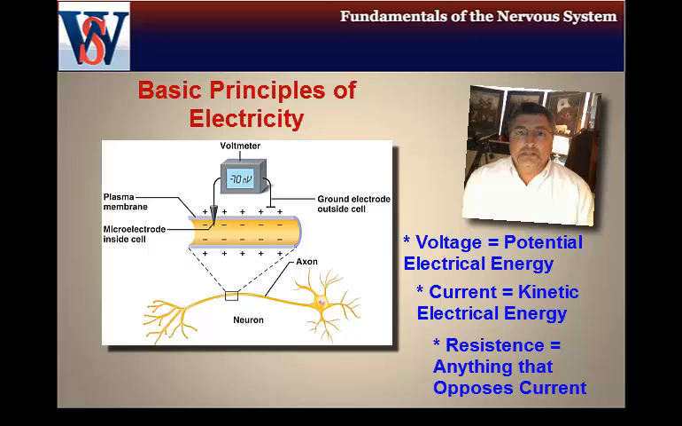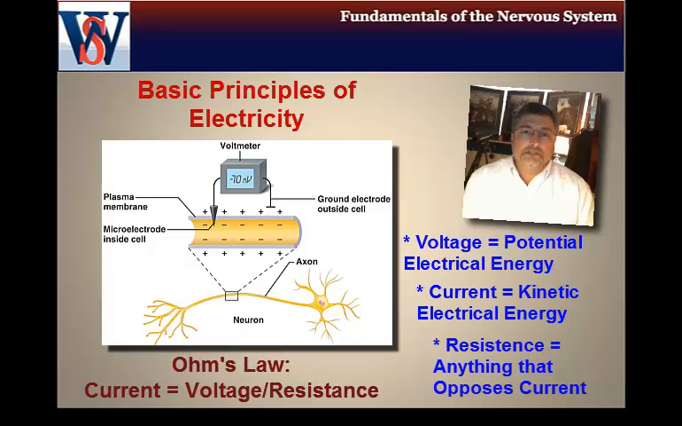Now we've got an equation that allows us to calculate these things, and it's known as Ohm's law. Ohm's law says the current is equal to the voltage divided by the resistance. Now if you break that apart, that means that the current is directly proportional to the voltage. The greater the voltage, the greater the current. And it's indirectly related to the resistance. The stronger the resistance, the less the current, and vice versa.